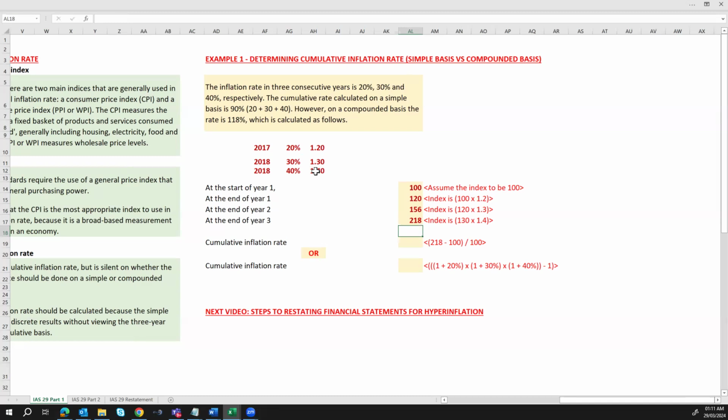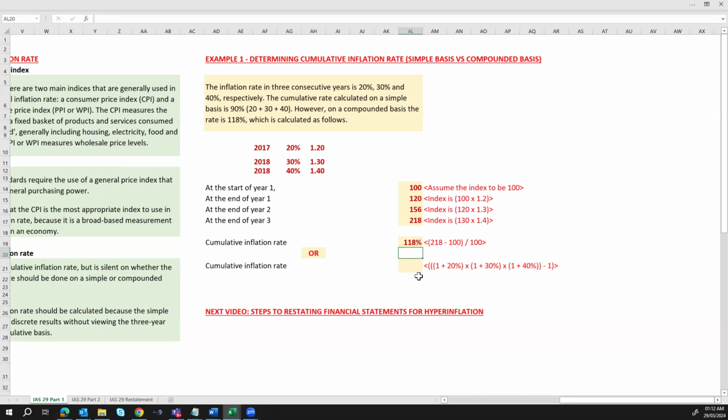Now to calculate the cumulative inflation rate, we simply take the price index at the end of year 3 less the base price index, divided by 100, which equals open bracket 218 minus 100, the base index, divided by 100. So we have 118%, like we said initially, that for a compounded basis over a 3-year period for these rates, the cumulative inflation rate is 118%. So with this, you can assess the indicator for hyperinflation, if the economy is tending towards a hyperinflationary economy.